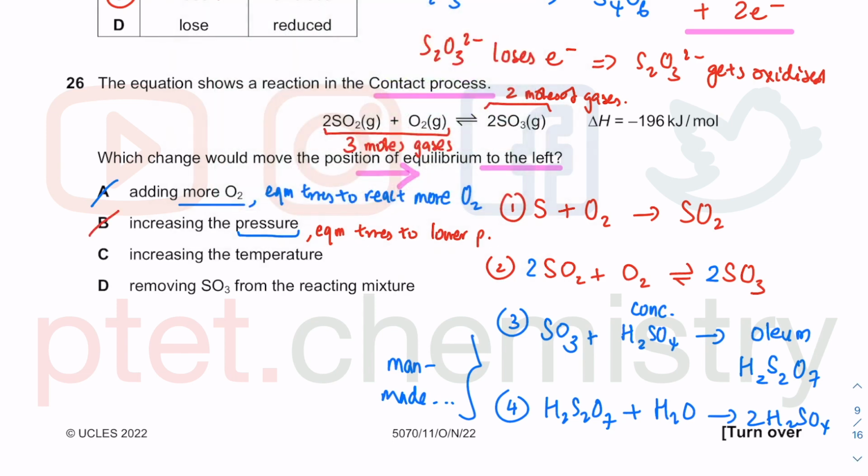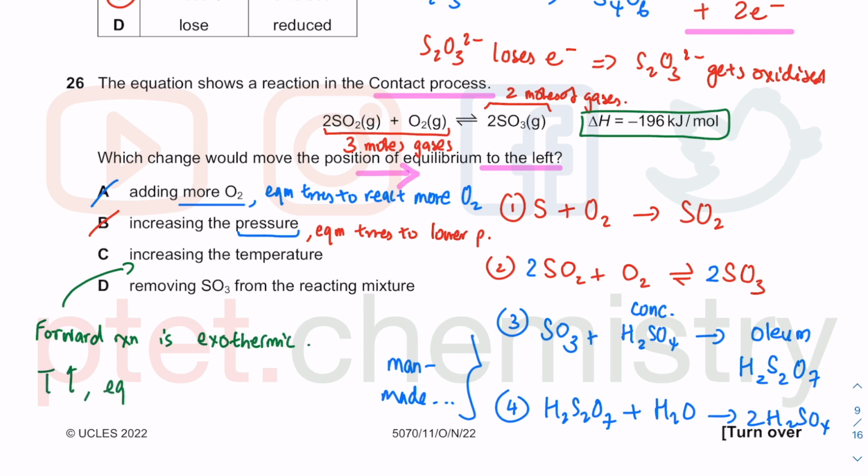In terms of C, we can see the forward reaction. They don't tell you it's forward, but if they give you equilibrium and they show you the enthalpy change, and this is negative, so we can say that the forward reaction is exothermic. If the forward reaction is exothermic, it releases heat energy to the surroundings. When temperature increases, what would your equilibrium try to do? It will try to decrease your temperature.